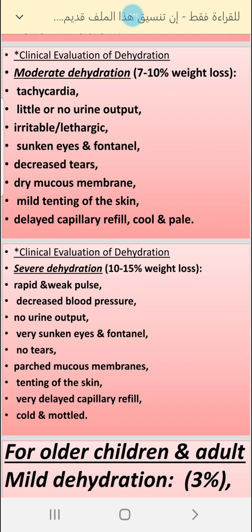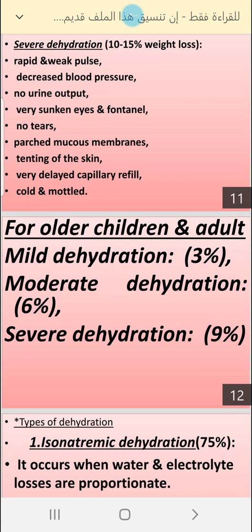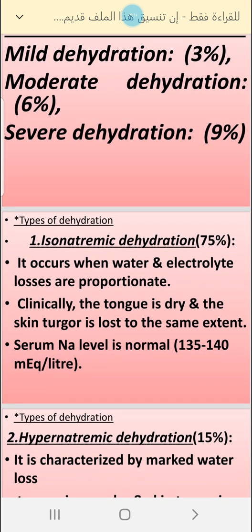Severe dehydration represents 10 to 15% weight loss. There is rapid and weak pulse, decreased blood pressure, no urine output, very sunken eyes and fontanelle, no tears, parched mucous membranes, tenting of the skin, very delayed capillary refill, and the skin will be cold and mottled. For older children and adults, mild dehydration represents about 3%, moderate dehydration about 6%, and severe dehydration about 9%.